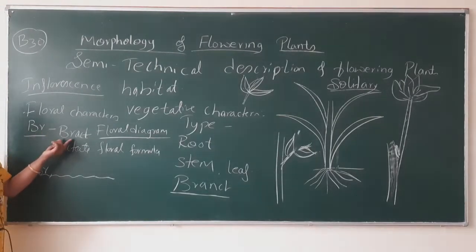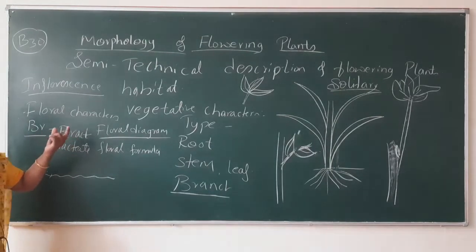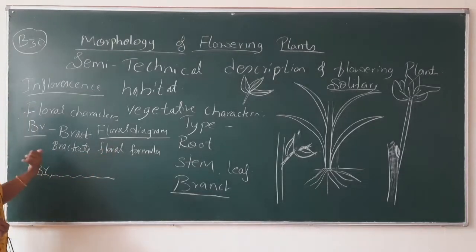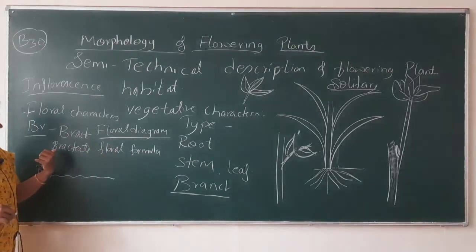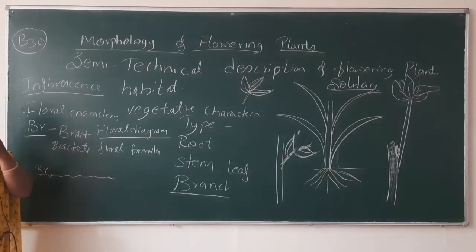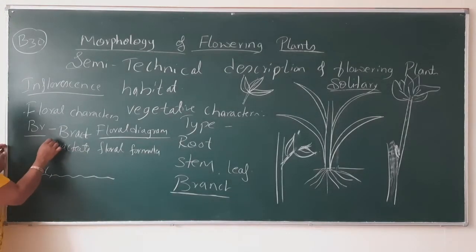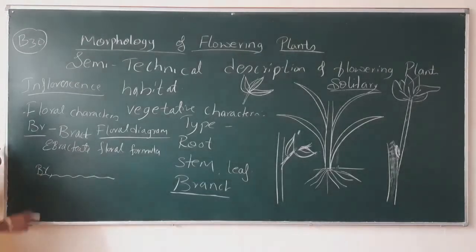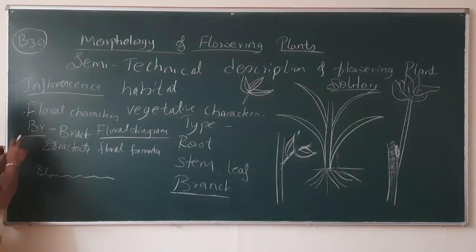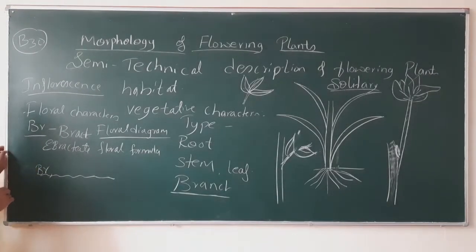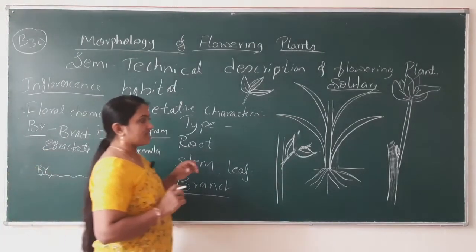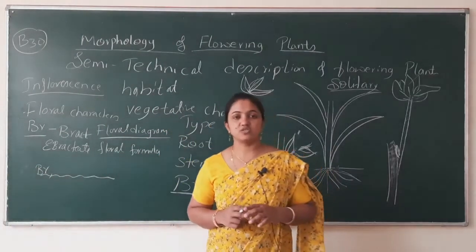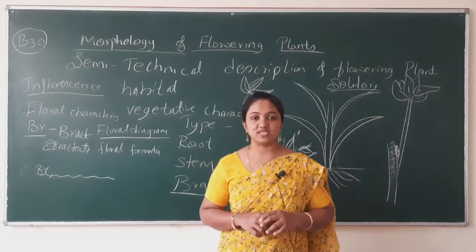To write the presence of bract, what we used to say? The flower is bracteate. If the bract is absent, how we used to write? It is ebracteate. The flower is ebracteate, not abracteate. It should be ebracteate.